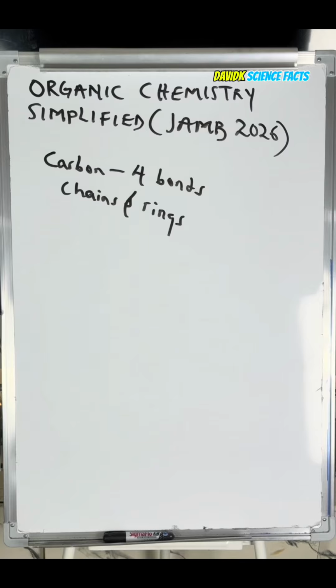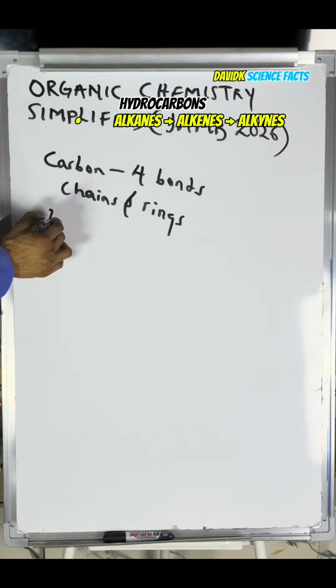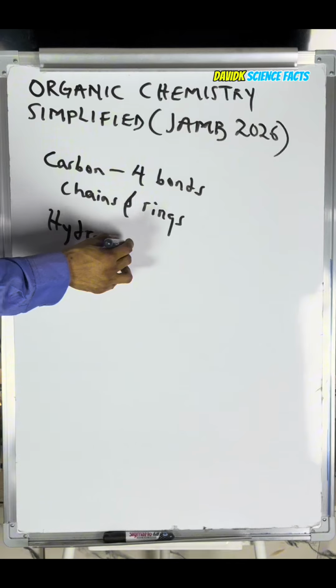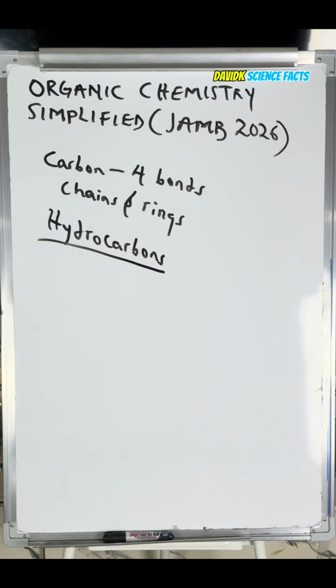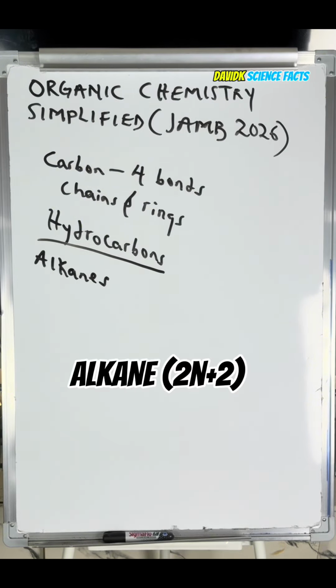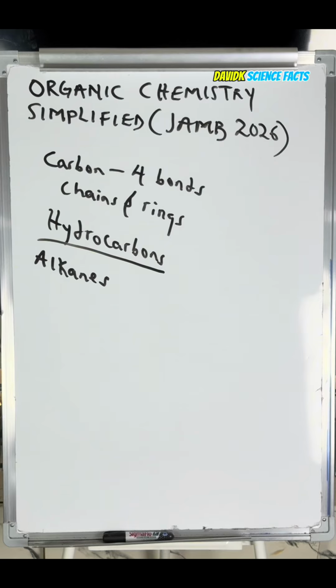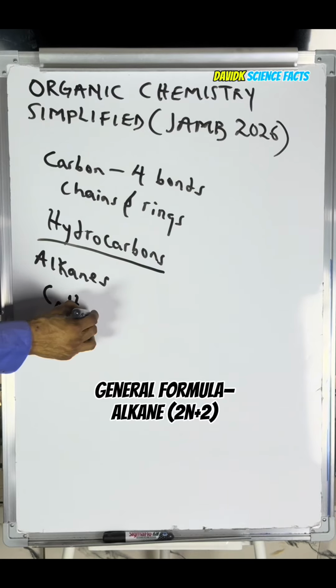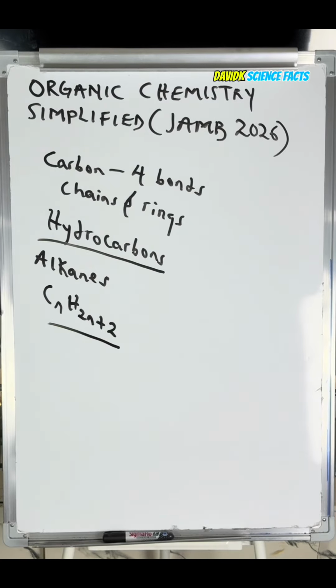Now let's talk about hydrocarbons. Hydrocarbons, we have alkanes. Alkanes are the simplest. They have only single bonds. The general formula is CnH2n+2. Take note of this.